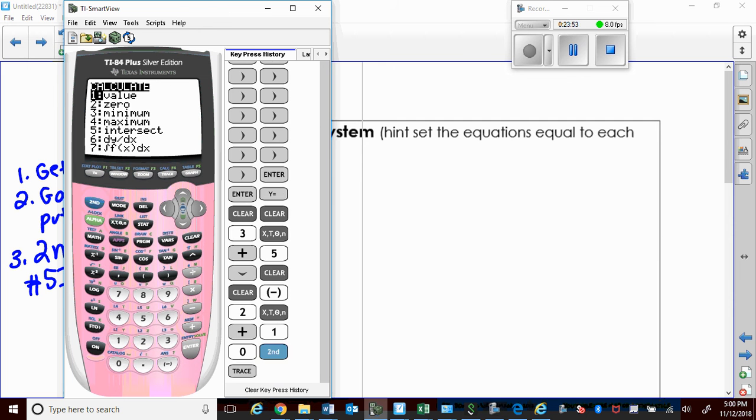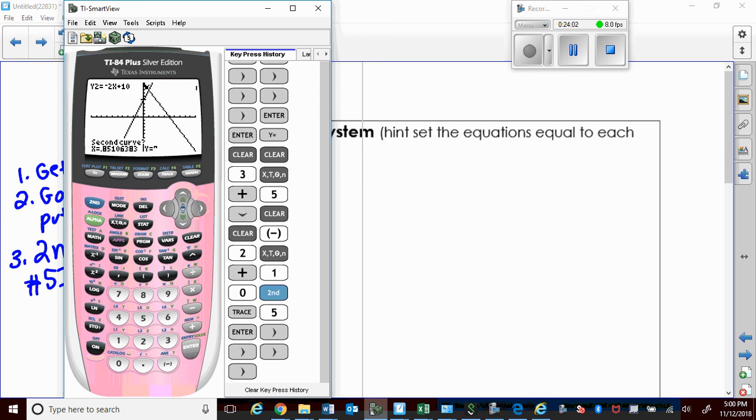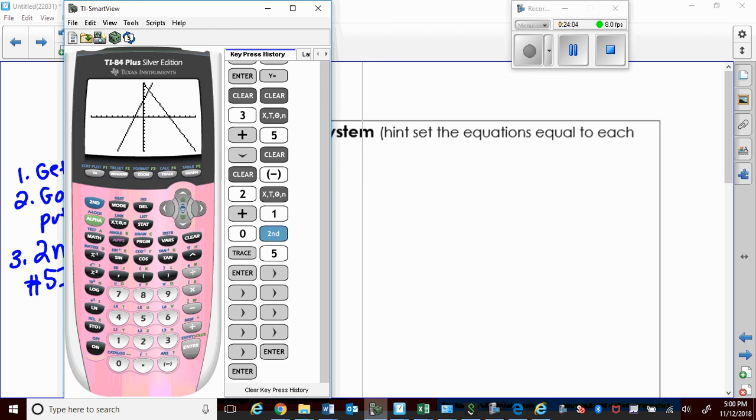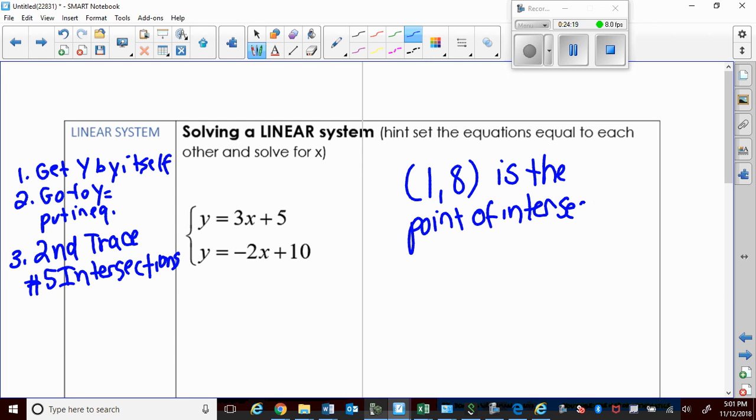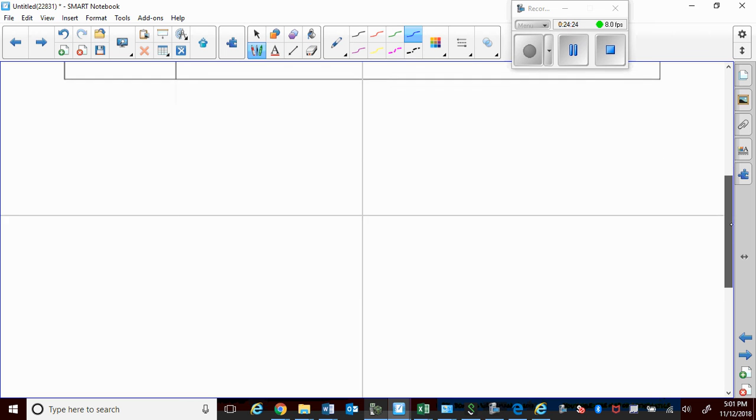Press second calc. We're going to go to number 5, intersect. And I see the intersection, so I'm going to hit to the left of it, and then I'm going to go to the right of it. Press enter. And I have 1, 8 as my solution. 1, 8 is the point of intersection. It's as simple as that, guys.